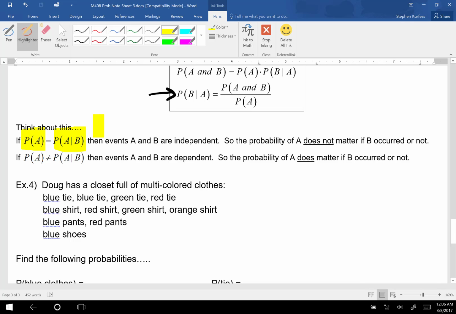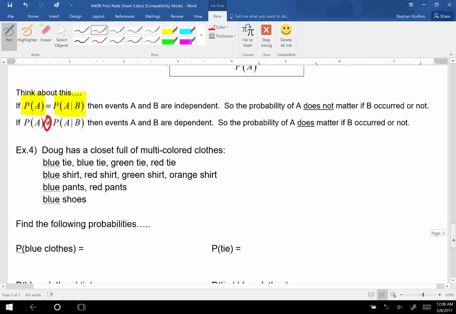Okay? But if they're not equal, so right here, if they're not equal, that means that they are dependent, because the probability of A is different than the probability of A given that B occurred already. Okay? So it does matter now if B occurred or not. Okay? All right. So let's do this next problem here.